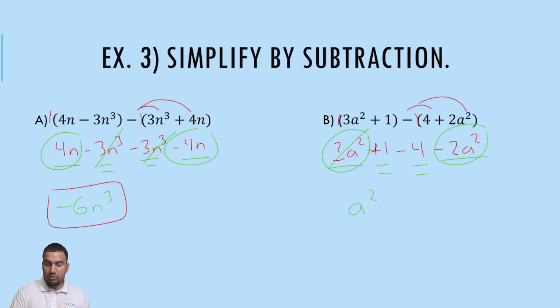And then afterwards, I'm going to cross them off. And then I'm going to combine the positive 1 and the negative 4. 1 minus 4 is what? Negative 3. And then once I cross those off, I have nothing else to combine. So my final answer is going to be a squared minus 3. Now imagine they asked you, hey, what kind of polynomial is this? Well, remember, look at your degree. Your exponent is a 2, so that makes it a what?